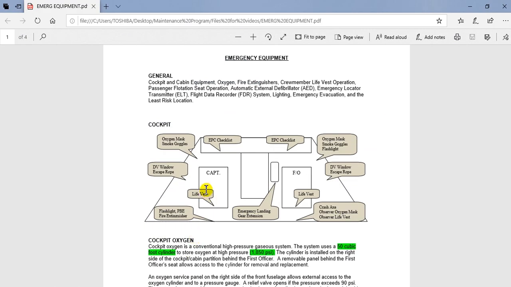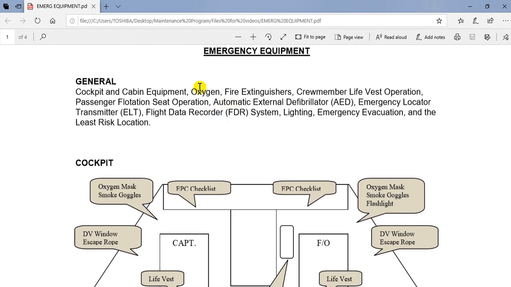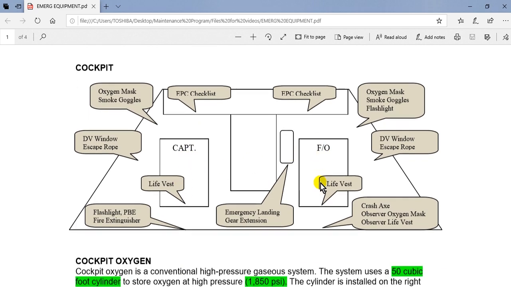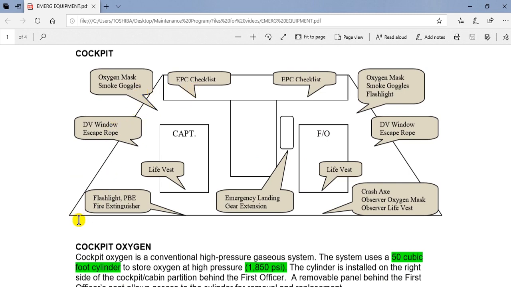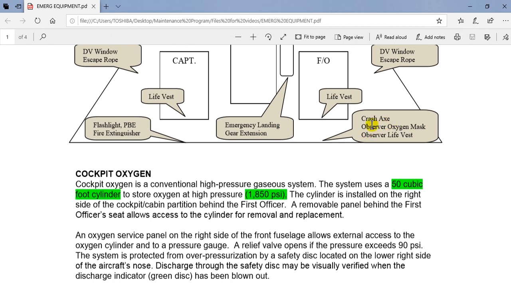This is an example here, the emergency equipment in a general cockpit. This is the captain and this is the co-pilot. Here, oxygen mask, escape rope, and here the same thing, life vests under the seats. Here, for emergency landing, free extension, free fall. Here, crash axe.